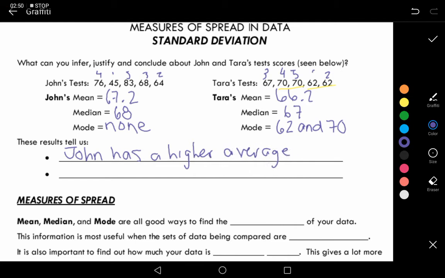But what it's also saying is that Tara gets more consistent marks, right? Tara consistently gets usually a 62 and a 70, whereas John's marks are a lot more skewed, right? He got as low as a 45 and as high as an 83. So it also tells us that Tara's marks are more consistent. So John might be really good at some units and not so great at others, whereas Tara's generally around the same mark for every single unit.